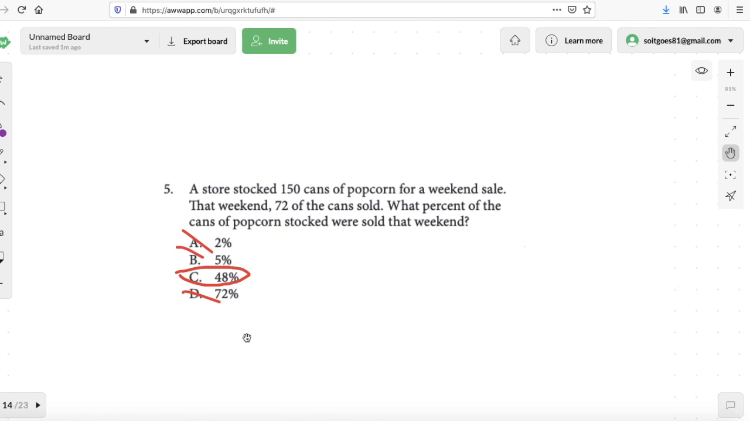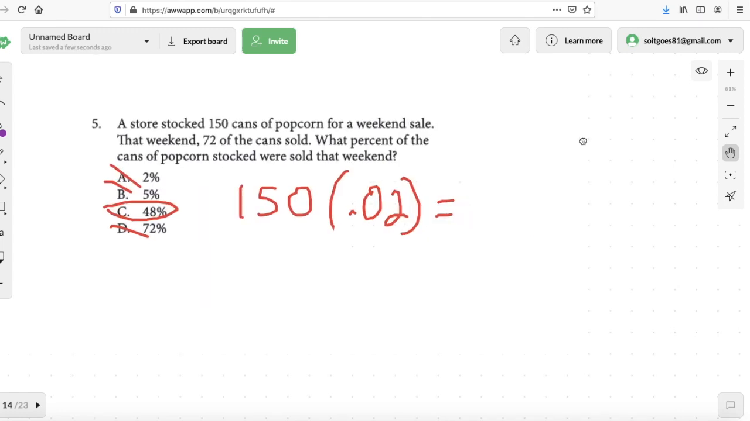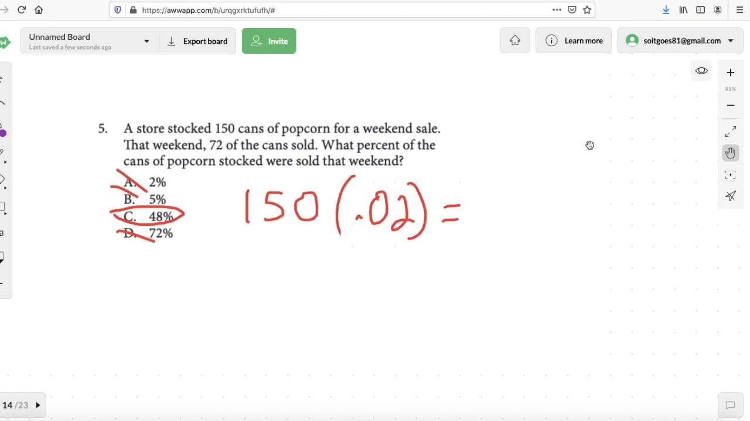Because we can set up an equation, but I don't want to do that. Let's test them. If you want to find 2% of 150, all you have to do is multiply 150 by 2%. And remember, 2% means 2 out of 100. You can just punch that in your calculator. What's 2 divided by 100? 0.02. What's 150 times 0.02? 3. I was right.